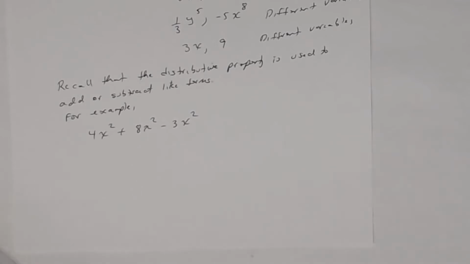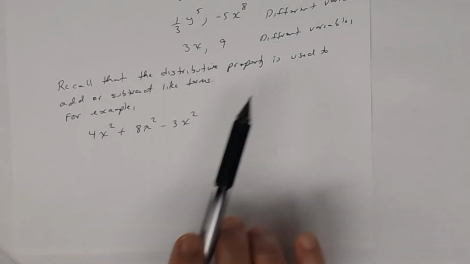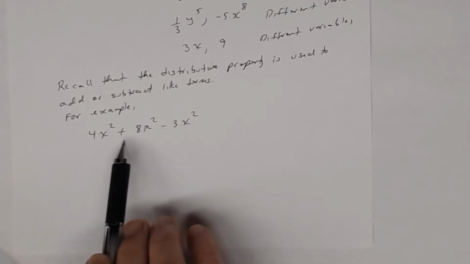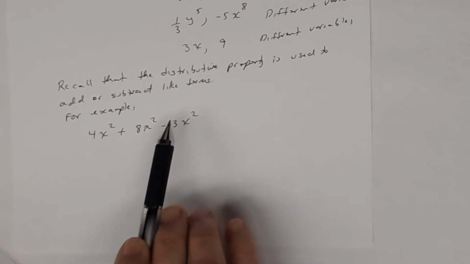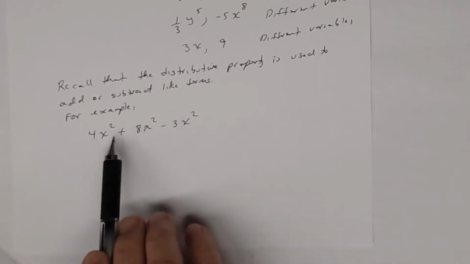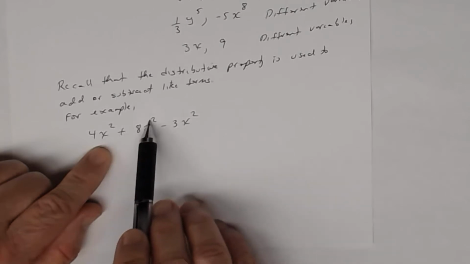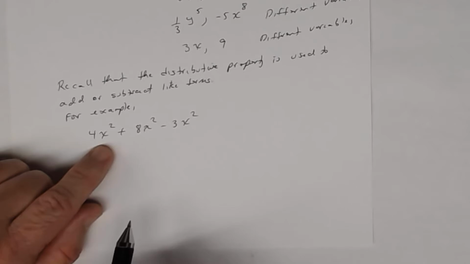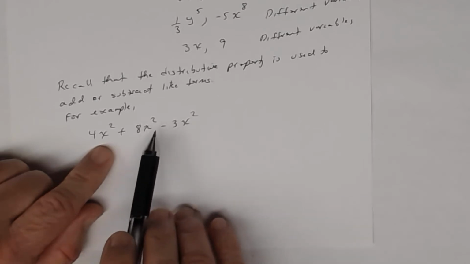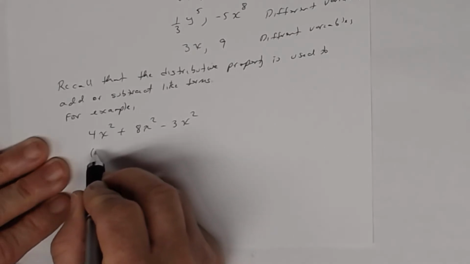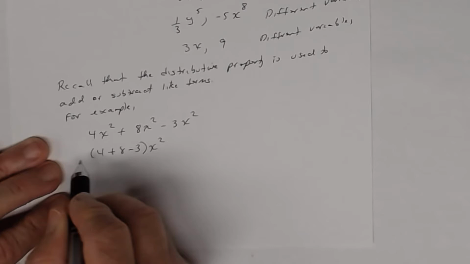All right, so let's go ahead and review a couple more things. Recall that the distributive property is used to add or subtract like terms. For example, this polynomial has 3 terms listed: 4x squared, a positive 8x squared, and a negative 3x squared. All those 3 terms are like terms because they have the same variable. They all have x, and all of the exponents of these x's are being raised to the second power. So I can use the distributive property to factor out an x squared. In other words, I can write this as 4 plus 8 minus 3 times x squared.